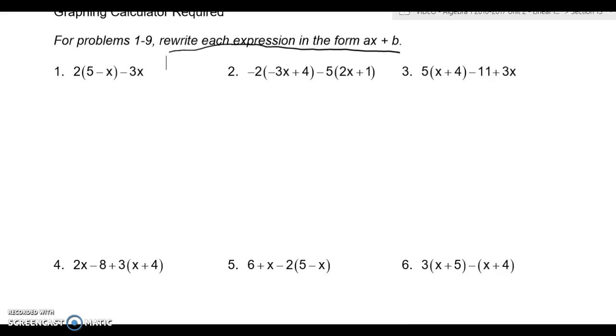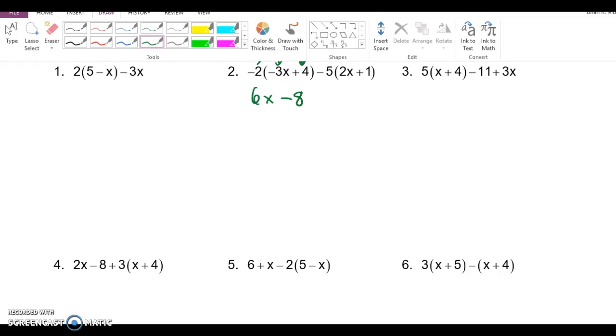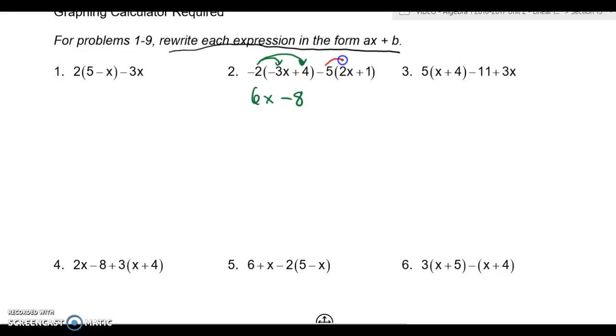Number 2, the reason I'm picking this one is, well, a couple reasons. I've got 2 distributions I have to do, and they're both negative. So that's going to be probably, I think, the pinnacle of the difficulty of these questions. So if I take negative 2 times negative 3x, I'm going to get 6x. Negative 2 times 4 gives me negative 8. And if I take negative 5 and distribute, I get negative 10x minus 5.